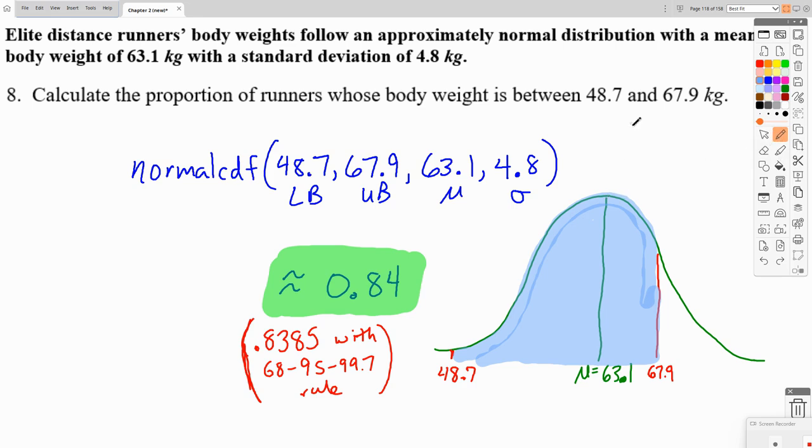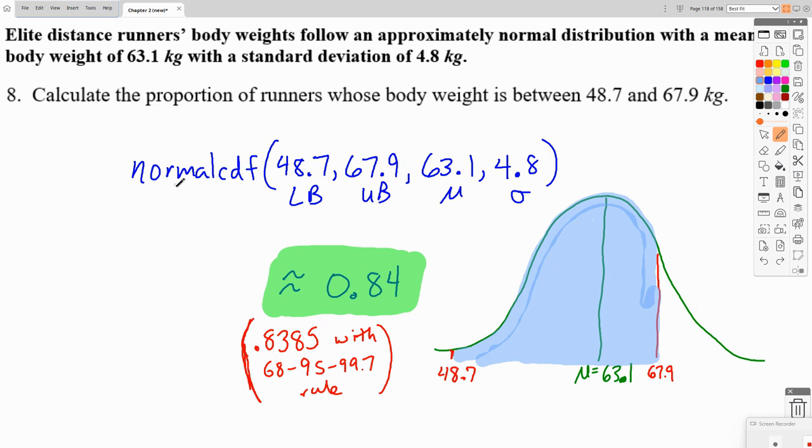So, what proportion of runners are between 48.7 and 67.9? I drew a little picture, drew my mean in the middle, 48.7 is below the mean, 67.9 is above the mean, and I'm being asked what is that percent, basically, between that number and that number. And that's exactly what normal CDF would tell us, what that percentage or that proportion of values is.